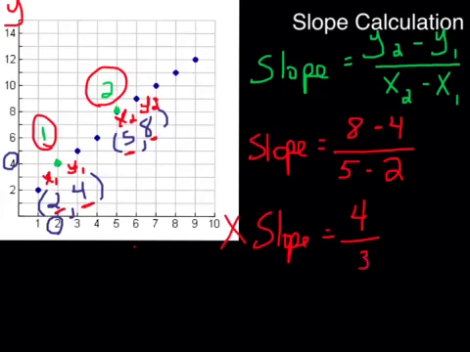And when you run that through your calculator, you should get 1.3, and the 3 is repeating, so we can just put a bar over it. I will talk to you later about the units that will need to be included with this number, but for right now, just make sure you are okay with calculating slope between 2 points.